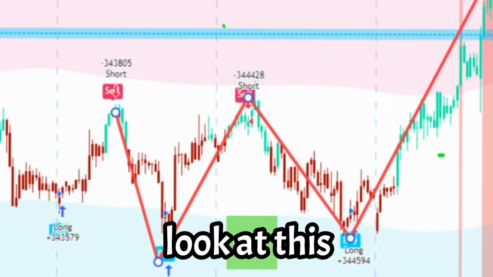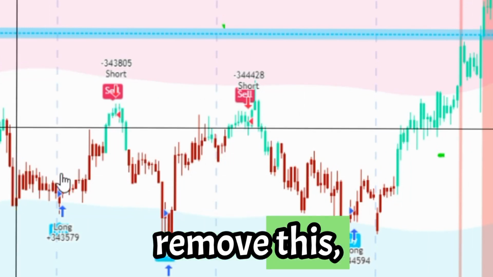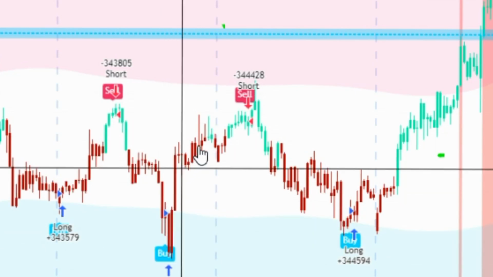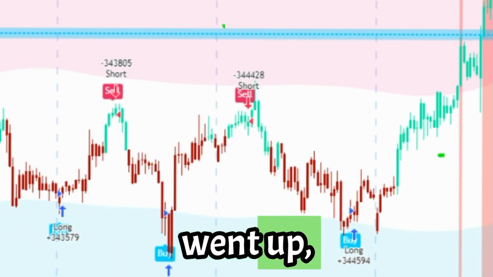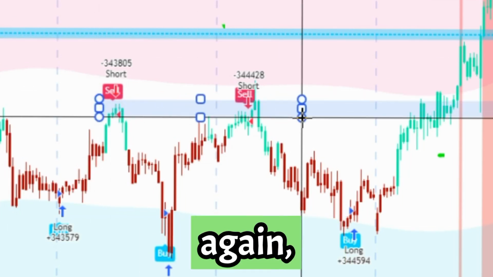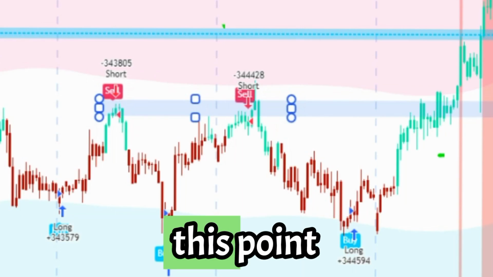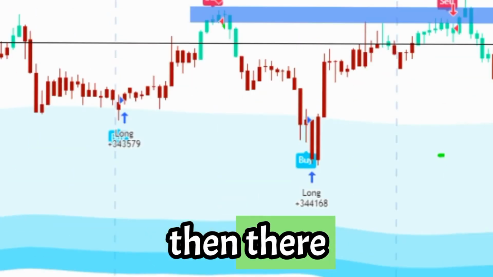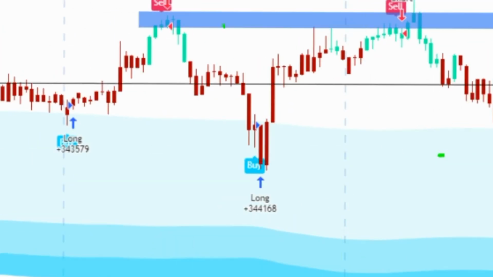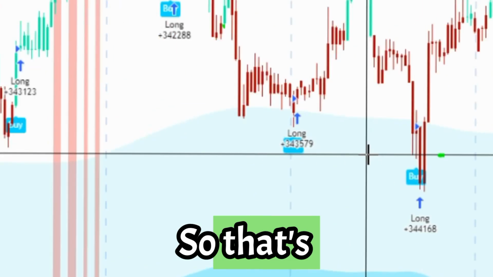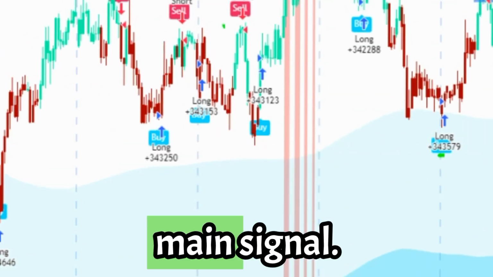Let's take a look at this now. Let me remove this. You can see the market was up, came to this point here again, long, went up at this point, this point again. The market just, then there was a sell signal right there, a sell signal right there. So that's just for the main signal.